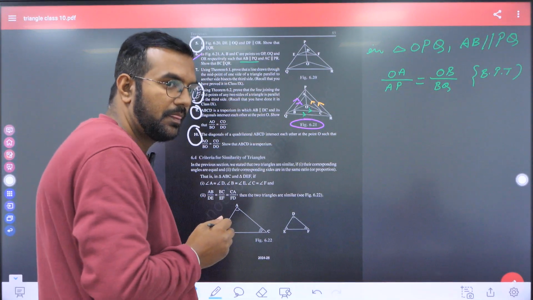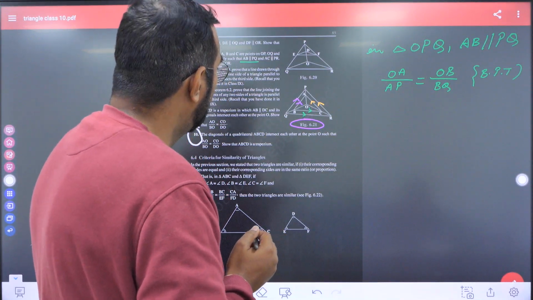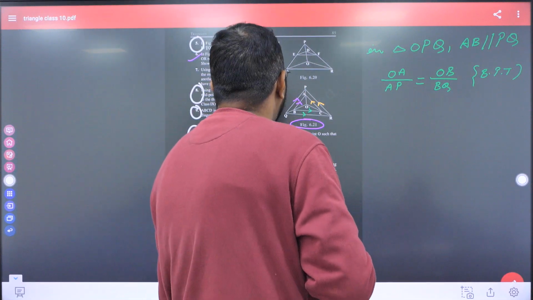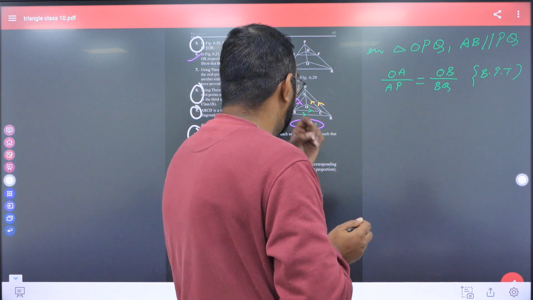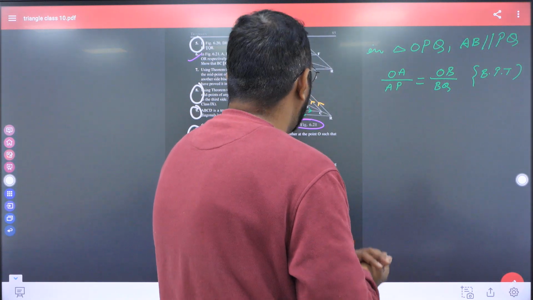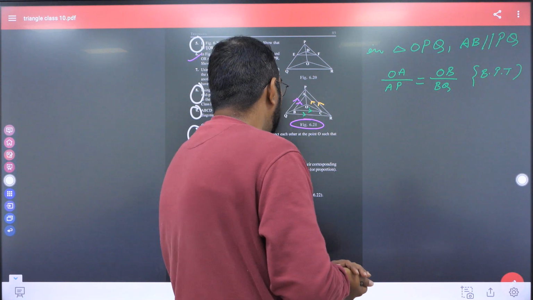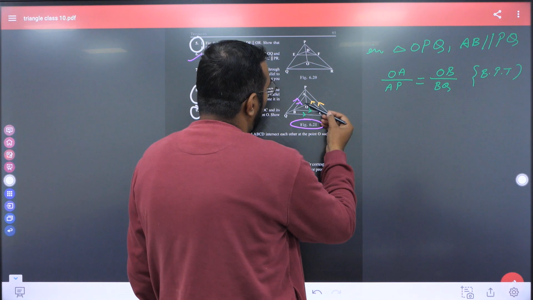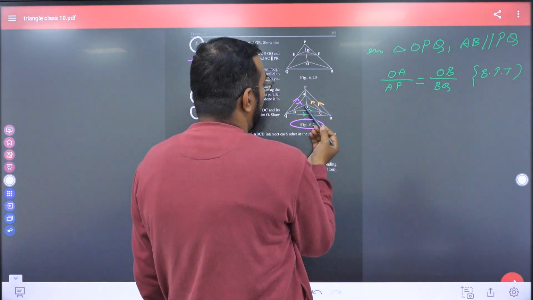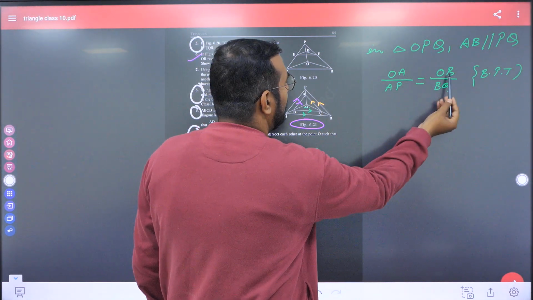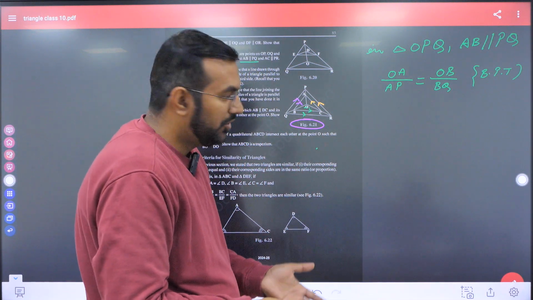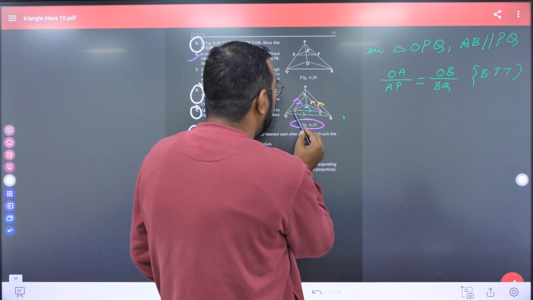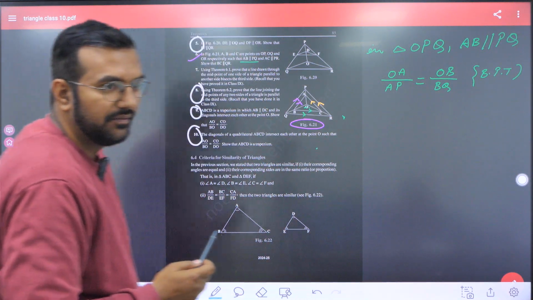Yes, AB upon AU. OA upon AP, AB upon OB upon BQ. Reciprocal. Beta, the sequence or order must be the same. Here we have taken OA upon AP, and here we have also taken OB upon BQ, no problem. You can also take AP upon AO, then you will take QB upon BQ. Okay?